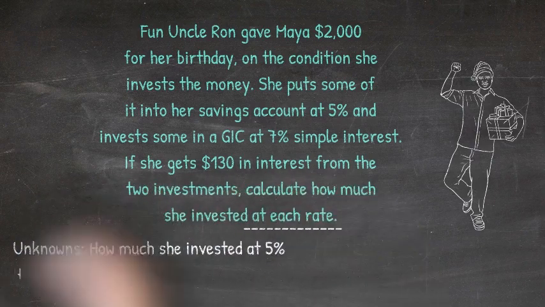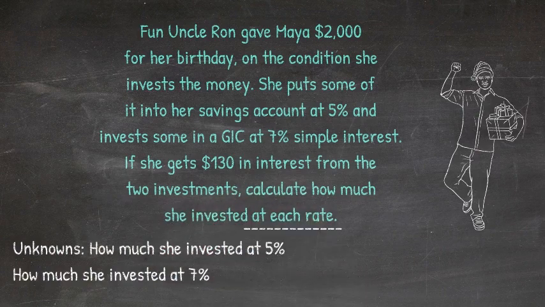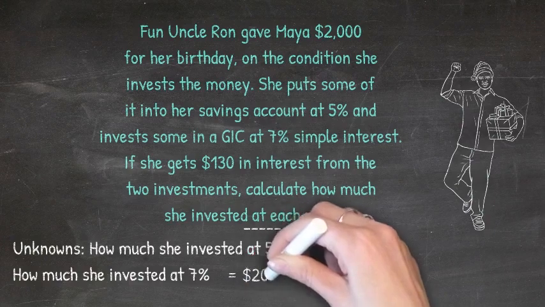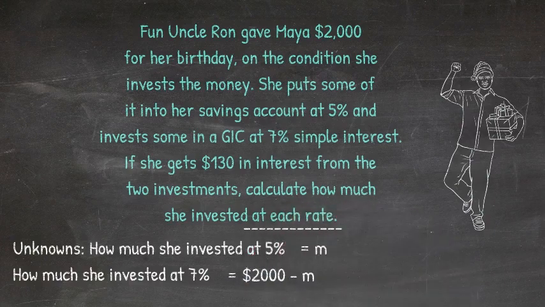So it seems like there are two unknowns: how much she invested at 5% and how much she invested at 7%. Let's start with the 5% and use the variable m for money to represent how much she invested. Now, here's the key. She can only invest whatever is left of that $2,000 in this second GIC. So she's got $2,000, subtract whatever she invested in the first one, and that is how much money she can invest in the second.